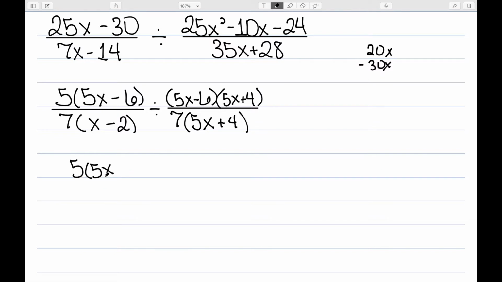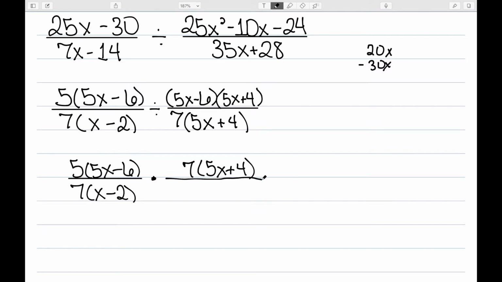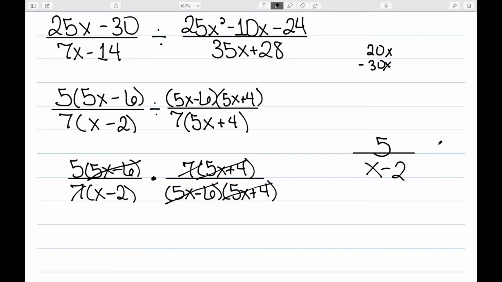We can then go to my next step. The first fraction remains the same, and the second one we're going to flip over. So now this is 7 times 5x plus 4 over 5x minus 6, 5x plus 4. And now we can start canceling. We have a 5x minus 6 on the top and the bottom, 5x plus 4 on the top and the bottom. We also have a 7 on the top and the bottom. When we're done, we're left with a 5 on the top, and the bottom has an x minus 2. So here is my simplified answer.